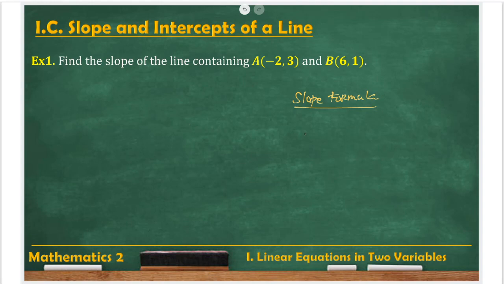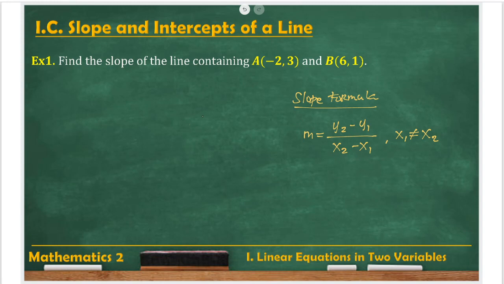The slope formula is given by m for slope is equal to y sub 2 minus y sub 1 all over x sub 2 minus x sub 1. Of course, in this formula, x sub 1 should not be equal to x sub 2, because if that happens, then the denominator of the formula will become equal to 0. In that case, a number divided by 0 is undefined.